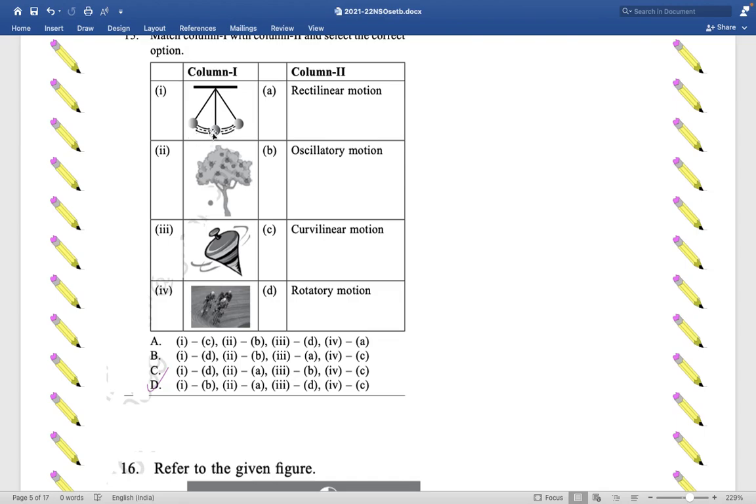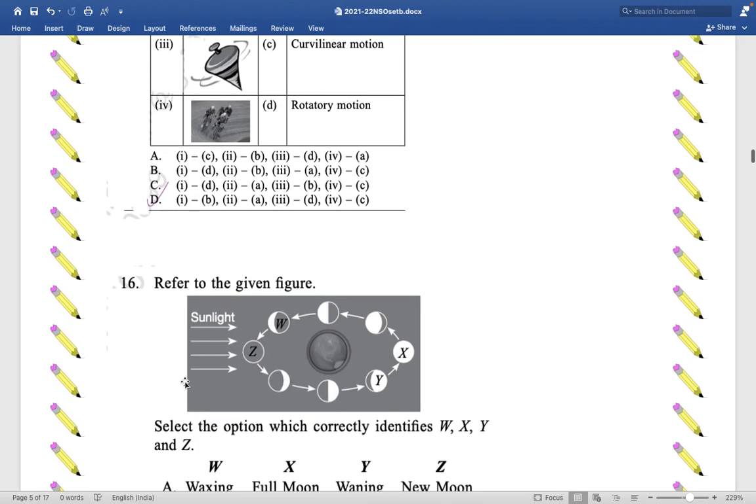In question 15, this figure shows oscillatory motion. When the apple falls down, it shows a rectilinear motion. As the top is spinning around its own axis, it's said to be in rotatory motion. The cyclists are in curvilinear motion here. D is the correct option.